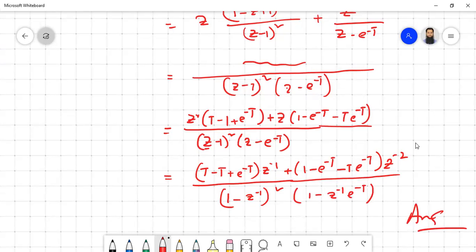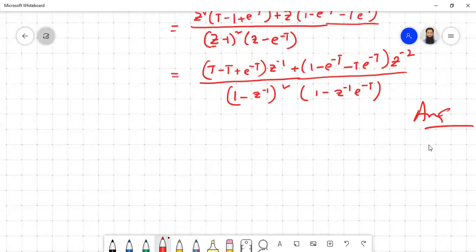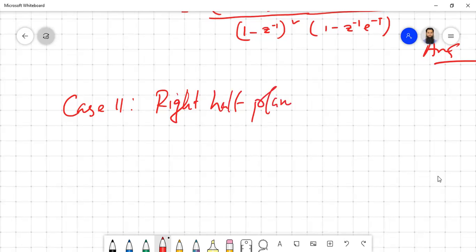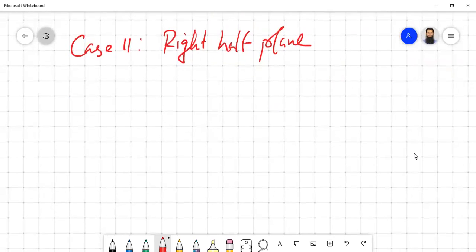Okay, so let's go for the next one, that is evaluation of the convolution integral using the right half plane. So the case 2. Case 2, right half plane. Okay, so now things are going to get a bit complicated. So let's start.